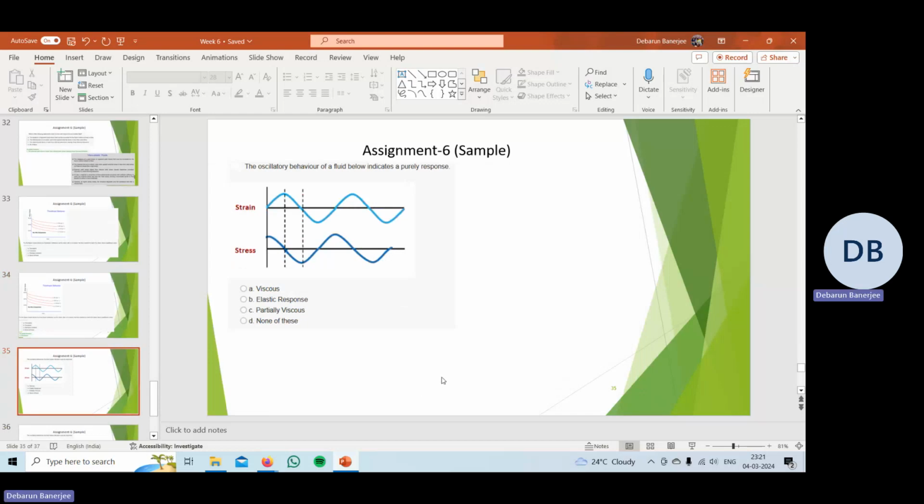Today's last question. The oscillatory behavior of a fluid flow indicates a purely dash response. Option A, viscous; option B, elastic response; option C, partially viscous; option D, none of these.